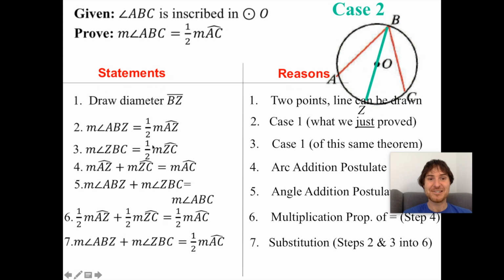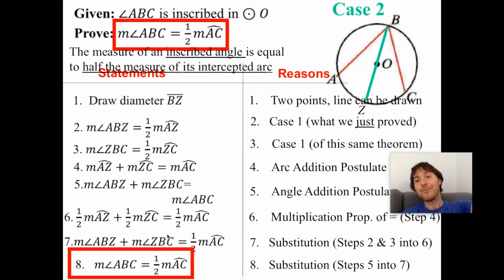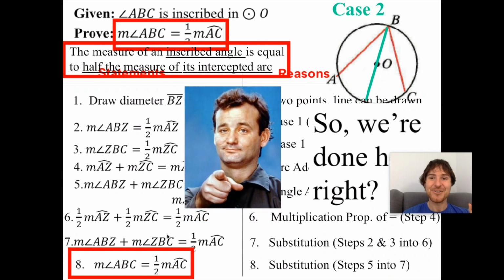We took what these two things are equal to and substituted them in here. This is equal to that. We replace this, got us ABC there. ZBC is equal to that. Replace that, got ZBC there. That was substitution. The last step is another substitution. We know that this plus this equals that, so we can replace these two things with what their sum is equal to, which is measure of angle ABC, and that gets us to the end of the proof. That's substitution as well. And hooray, have we done it? The measure of an inscribed angle is equal to 1/2 the measure of its intercepted arc.